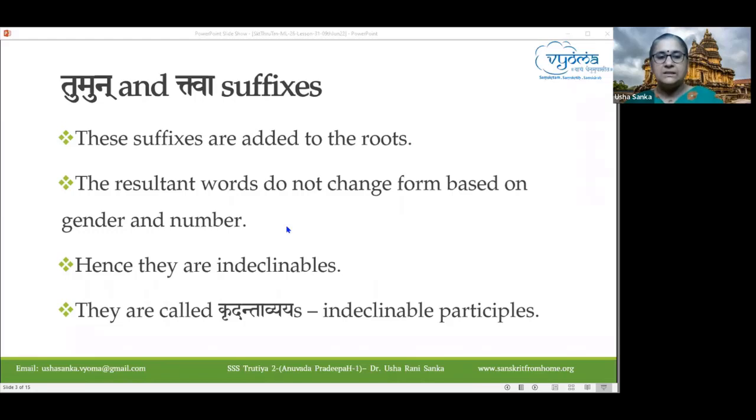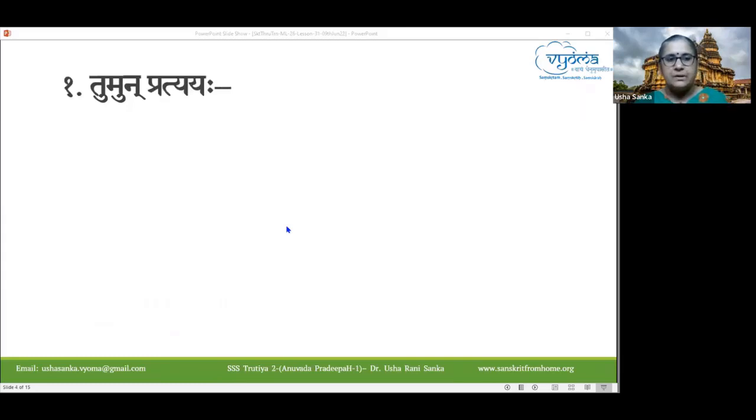They are called kridanta avyayas, indeclinable participles. So what is a participle? A participle has its base in the root and its resultant is a noun, or, as we see in this case, an indeclinable. Something which is like a verb but not a complete verb. So they are called participles. Okay, so first we will observe the tumun pratyaya.